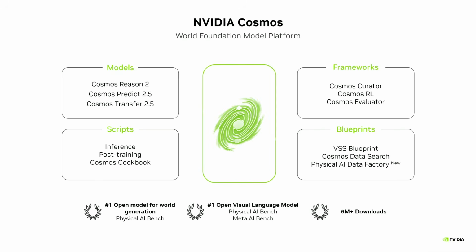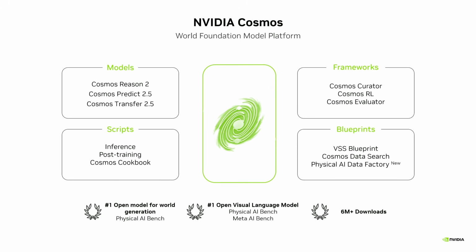So Cosmos today, before we achieve the ultimate goal, consists of the following components to help the physical AI developers. So it has models, scripts, frameworks, and blueprints. We currently have 3 different models. Reason, Cosmos Reason, in the 2nd generation. Predict, also 2nd generation. Transfer. Reason is for understanding. Predict and Transfer are for generation.